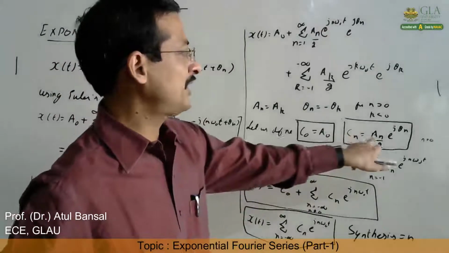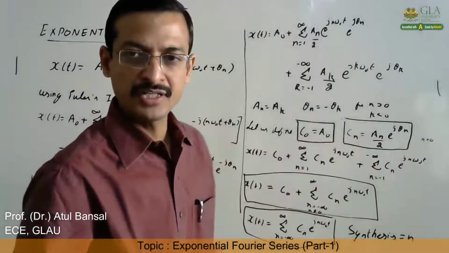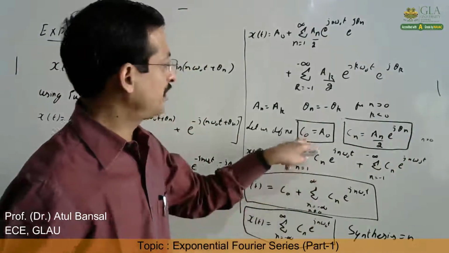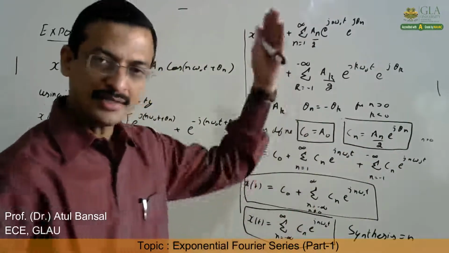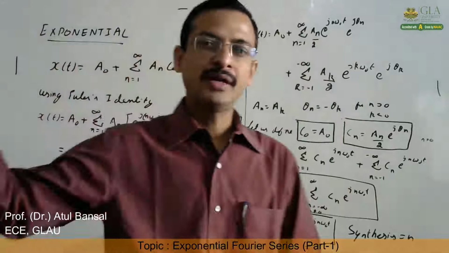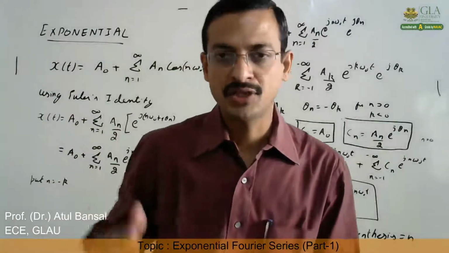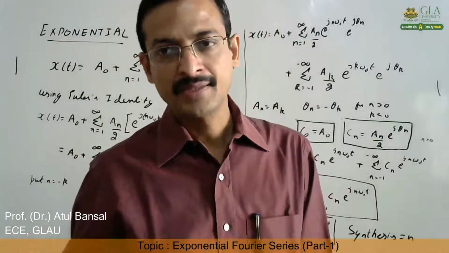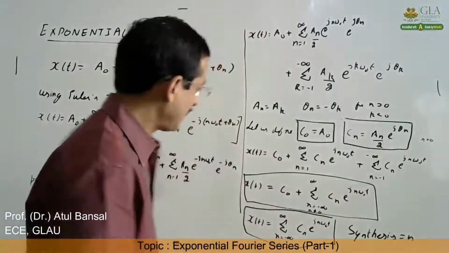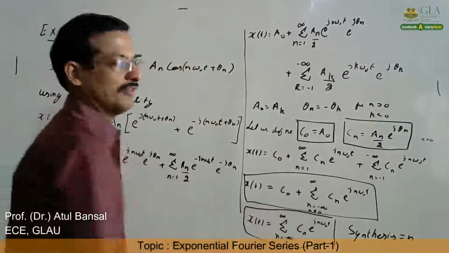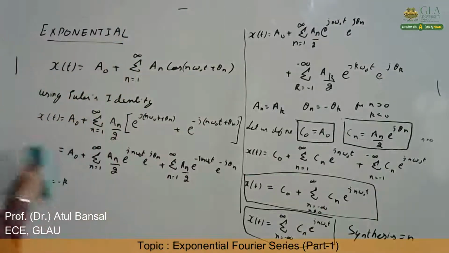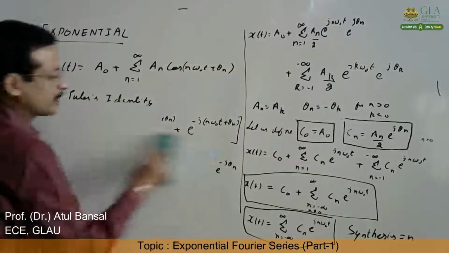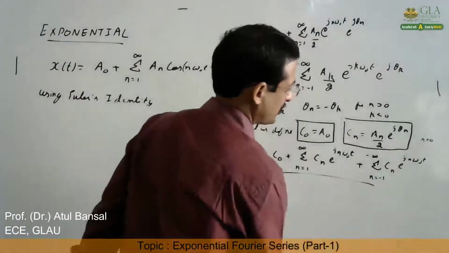From that we obtain capital A0, capital An and theta n coefficients, and from them we can obtain C0 and Cn, and then obtain this equation. So first we obtain trigonometric, then cosine, then exponential. We are just converting from that. That is one way. Another way is we directly evaluate the values of C0 and Cn. So let us discuss that, the direct evaluation of Fourier coefficients of the exponential Fourier series.